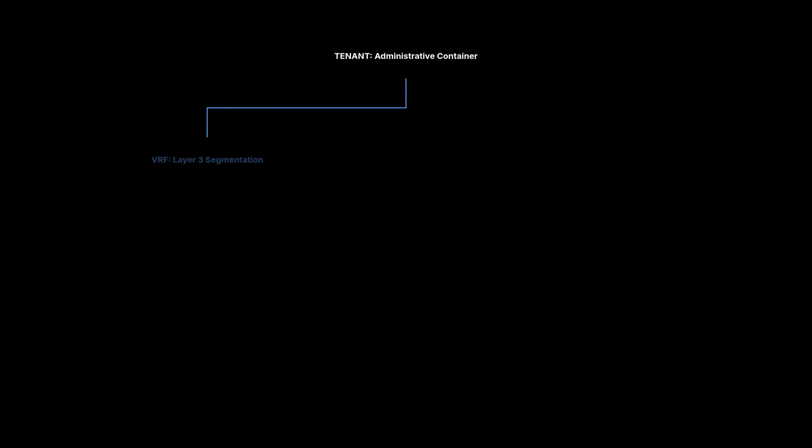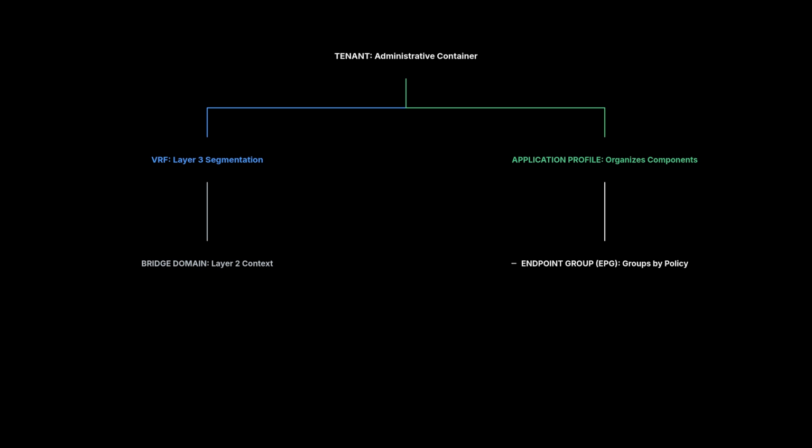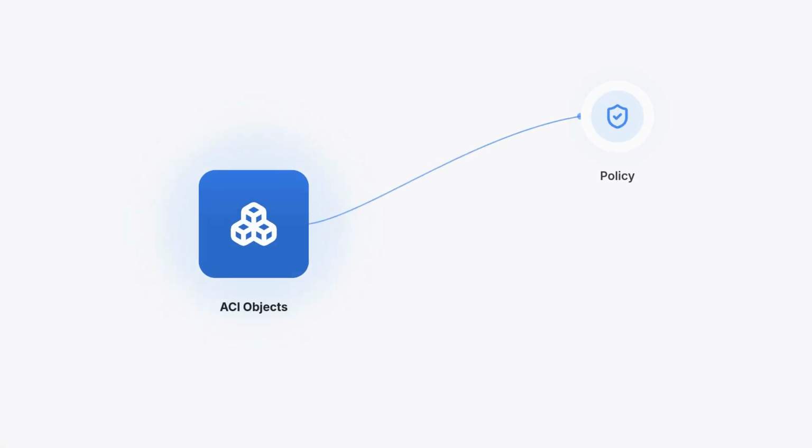Inside it, VRFs handle layer 3 segmentation, bridge domains define the layer 2 context, application profiles organize components, endpoint groups group endpoints by policy, and contracts control which groups can communicate. Here's the key idea. In ACI, policy is the starting point, not something added later. ACI gives you objects that represent application intent, then maps those objects to how the fabric should behave.